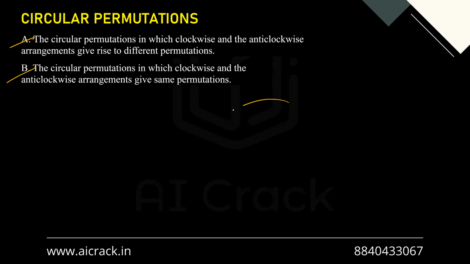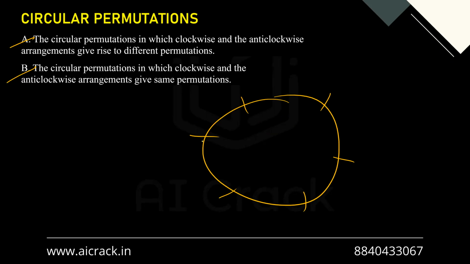But in this case, let's say we have 1, 2, 3, 4, 5, and 6 positions. And if you have to fill these 6 positions with 6 different persons, it won't be 6 factorial. It would be 6 minus 1 factorial. Why? Because the first person who sits over there now works as a reference, and now the other persons can sit accordingly.